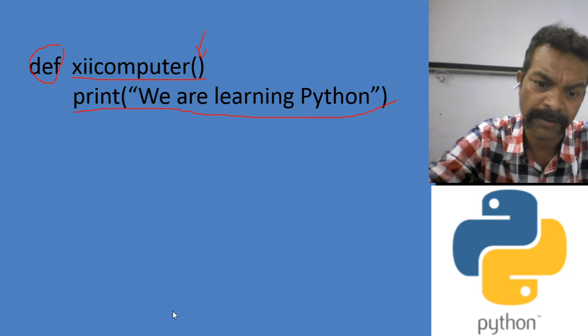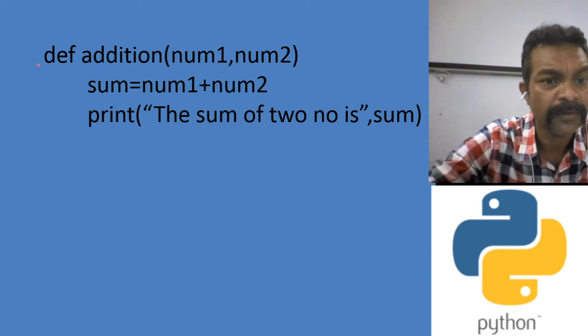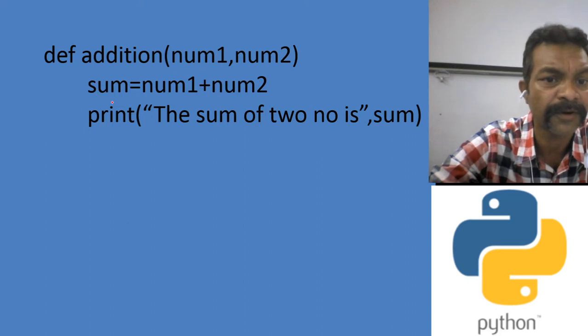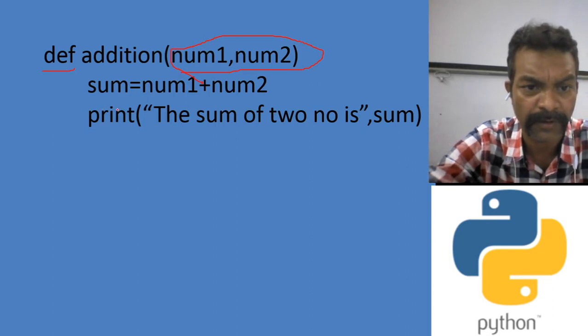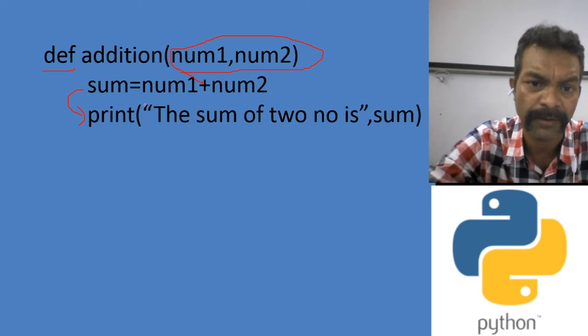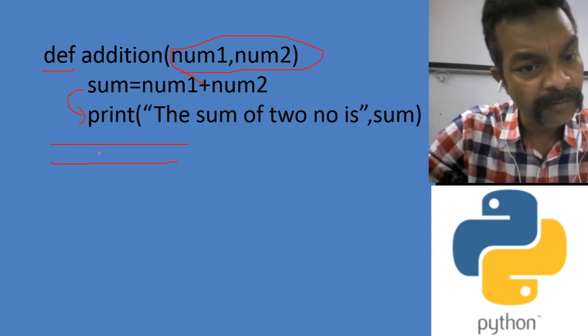Next we will see another example. See here, in this example, this function is receiving two parameters. The name of the function is addition, the def keyword is used, and the statement is sum is equal to num1 plus num2. After this statement, one more statement is used here, print. So this function will print the sum of two numbers is sum. Suppose the value of num1 is 5 and num2 is 6, so it will print the sum of two numbers is 11. There is no return statement. See here, so without a return statement our function can work.